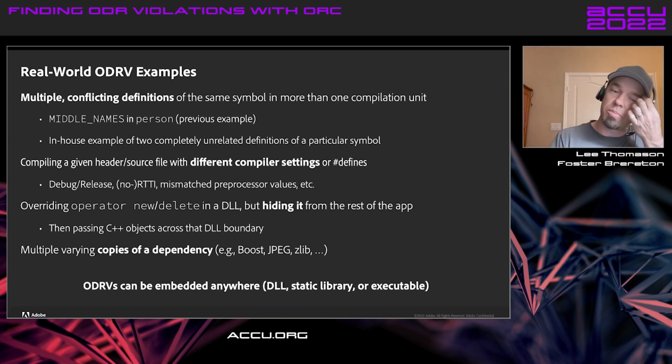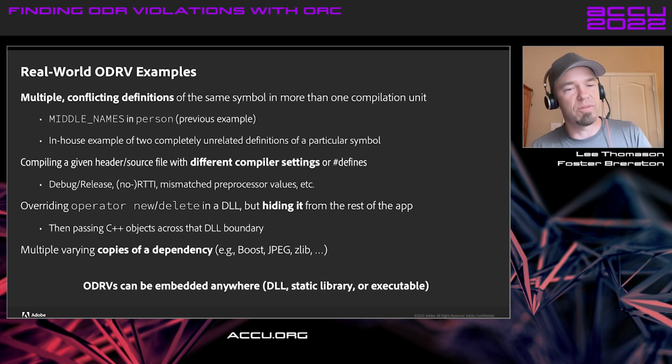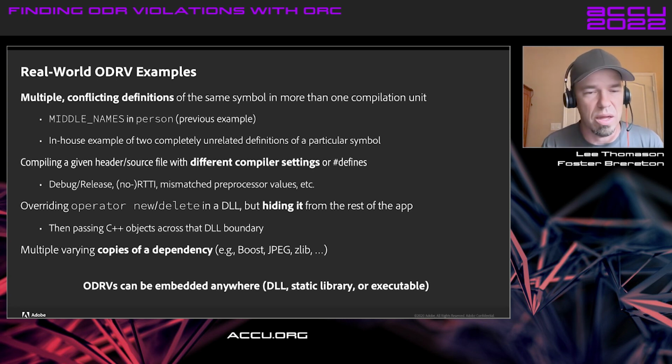So it's also important to understand that one definition rule violations can be embedded anywhere. So simply not using DLLs is insufficient. These can happen when building out a DLL or building out a static library, or even in an executable that doesn't use any kind of DLLs or static libraries to begin with. And I'll give an example of that in a little bit here.